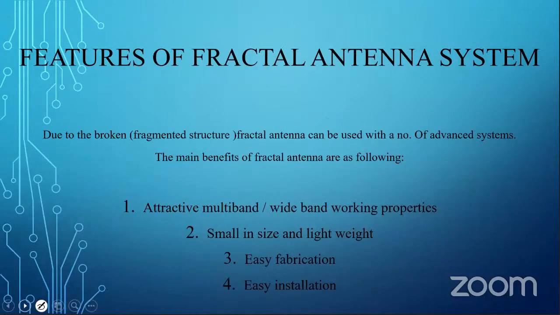Features of a fractal antenna system. Due to their broken structures, fractal antennas can be used in a number of advanced systems. The main benefits of the fractal system are as follows. Number one is attractive multi-band and wideband working properties. Number two is small size and light weight. Number three is easy fabrication of the antenna. And number four is easy installation.